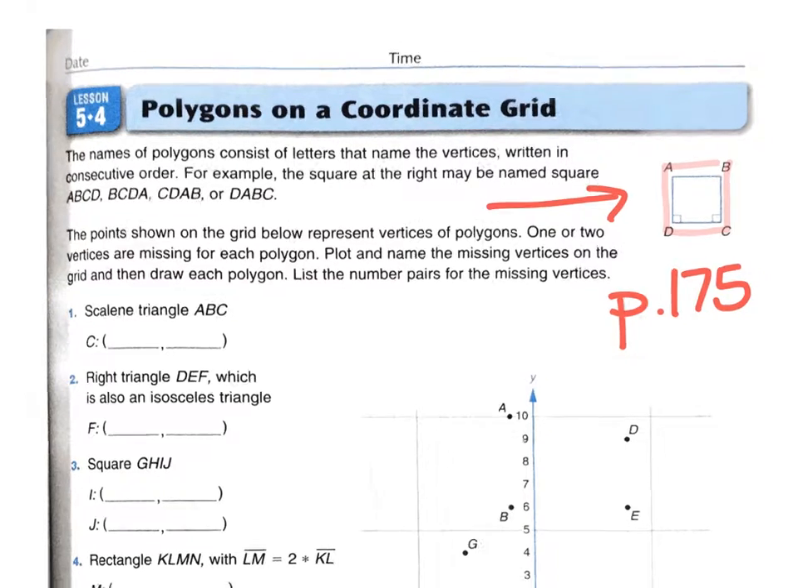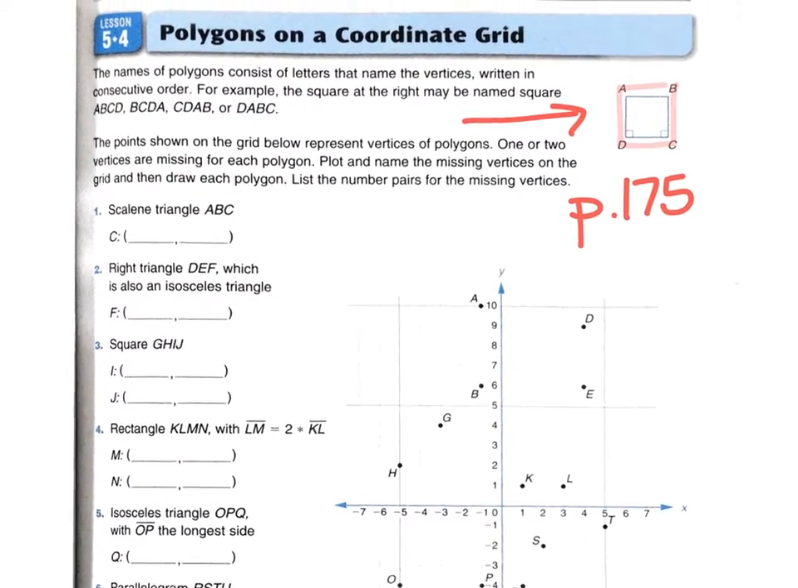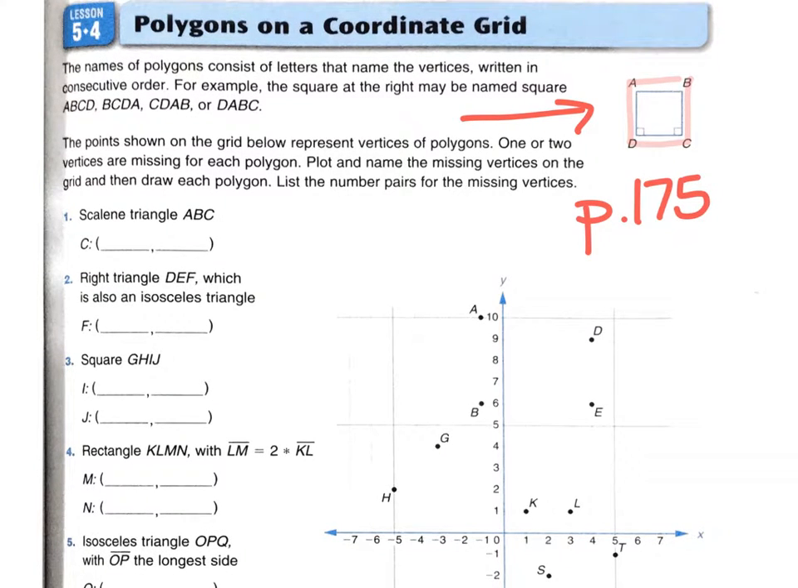So it's important to know before we look at this that it's very possible that we could have several correct answers. So there's no one perfect answer for a lot of these. There are different places we could plot them and it could still be correct.